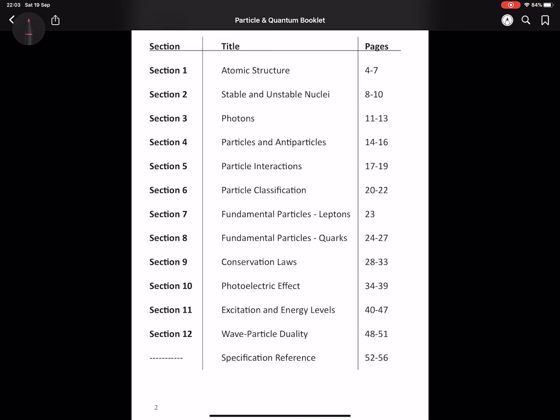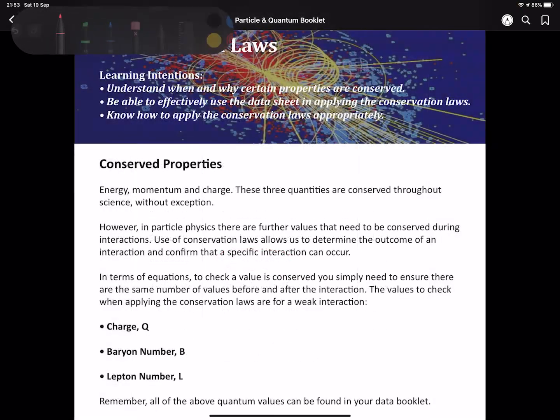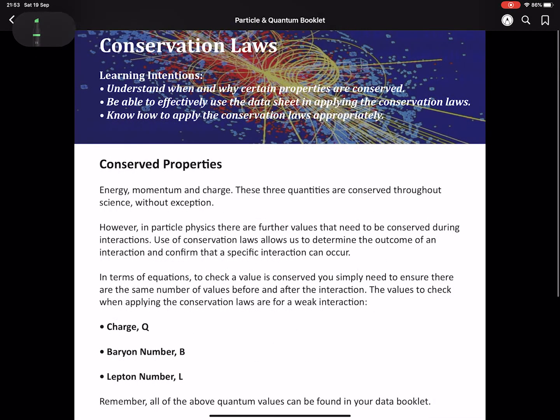In this video, we'll be looking at the final part of the particles section in this booklet on conservation laws. Now, conservation laws are the use and application of the quantum properties that we've covered recently. So we know that energy is universally conserved in all situations. Momentum also falls into that bracket. As a result, neither of those can ever be given as a property. They will always be stated in the question.